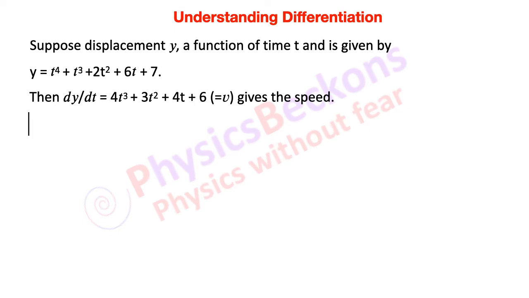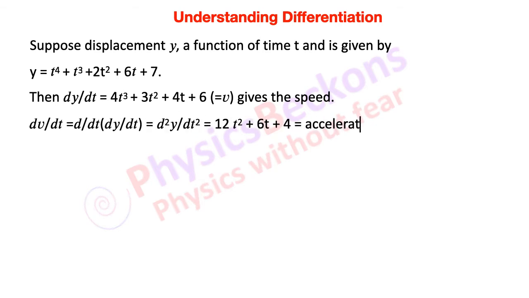We may further differentiate v with respect to time. So dv by dt will be d by dt of v or dy by dt, which means the second derivative of displacement with respect to time. This will be 12t square plus 6t plus 4, and it will represent the rate of change of speed or the acceleration. Once again, I repeat, how we get to this expression, please wait for it. Just take it as the second differential.